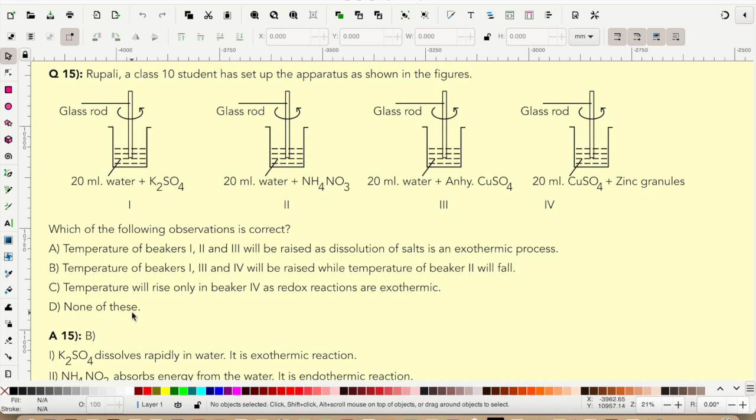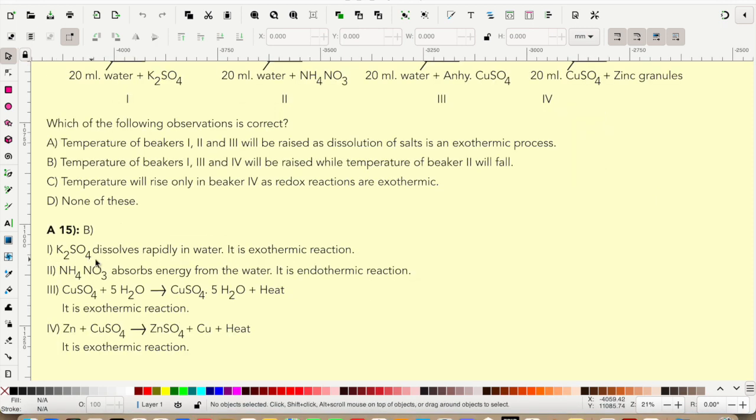Let us find out. In beaker 1, K2SO4 dissolves rapidly in water, so it is an exothermic process, means temperature of this beaker will rise. In beaker 2, NH4NO3 absorbs energy from the water, it is an endothermic process, so temperature of beaker 2 will fall. In beaker 3, copper sulfate will react with water and water molecules will be attached to it and heat will be liberated. So it is exothermic, means beaker 3's temperature will rise.